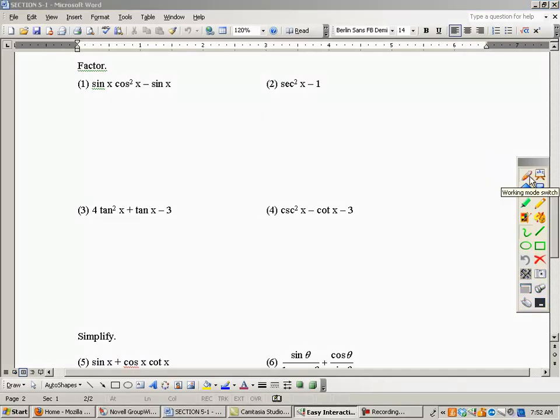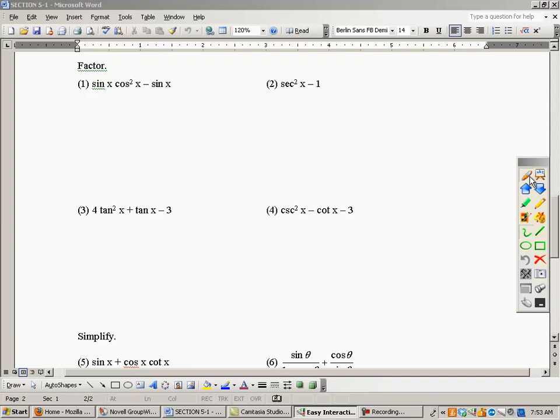Okay, in the first 4, we're going to ask you to factor trig identities, which we've never done before. And so I'm going to give you some tips as to if it looks like this, here's kind of our idea of what we should do. So take a look at number 1.